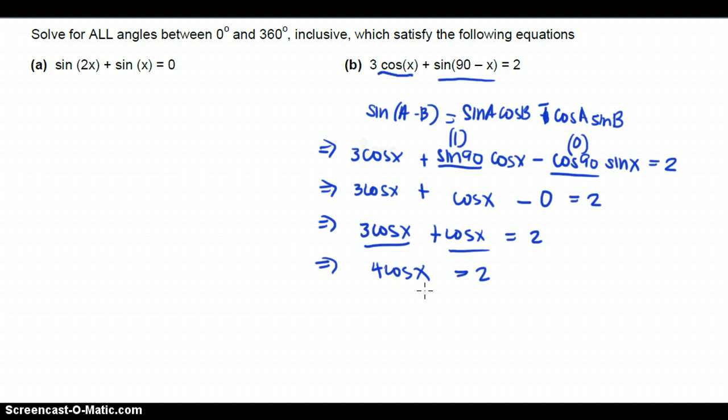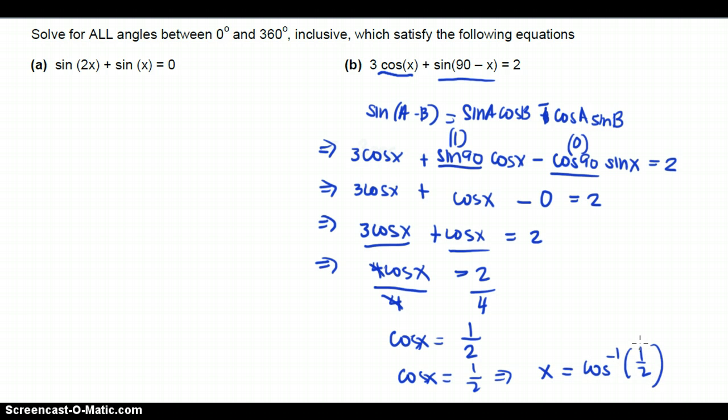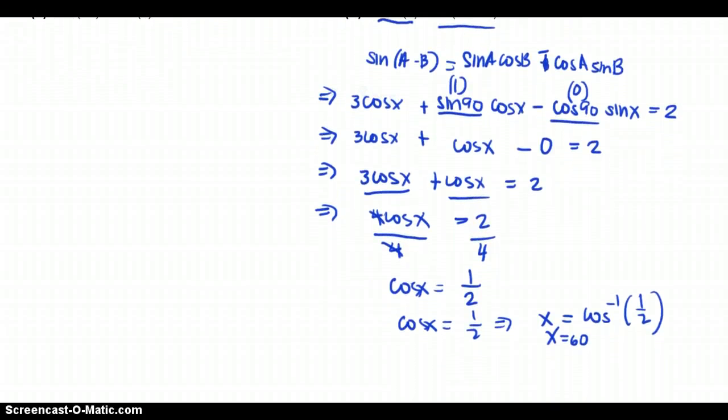And then your goal is to solve for x, so you simplify it until you isolate the x. So cosine x equals 2 over 4, which is 1 half. Cosine x equal to 1 half implies x is equal to cosine inverse of 1 half. If you know the angle, then that will be good. If you're not sure of the angle, you can use your calculator to find cosine inverse of 1 half, or 0.5, which will give me the value for x, which is equal to 60. So 60 is between 0 and 360. So 60 is one of the answers.